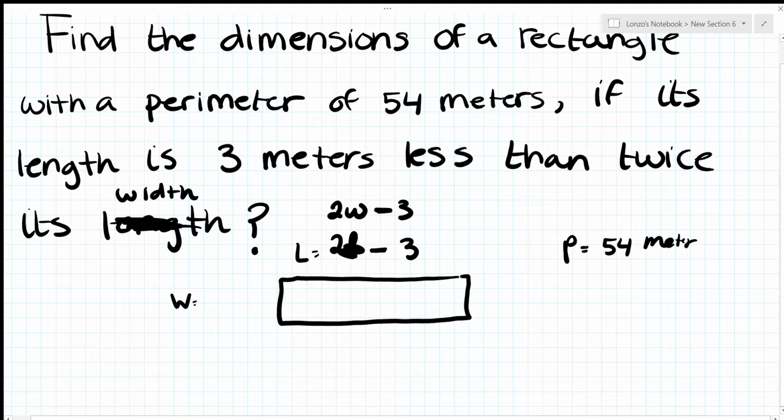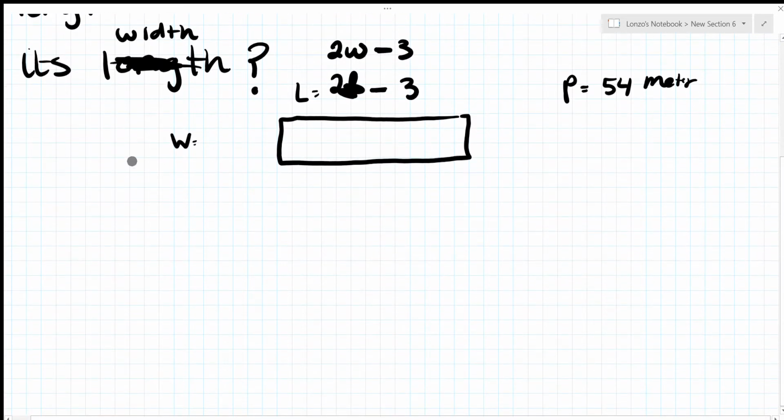We've got to find the dimension. We've got to find the length and the width, right? Well, how do we do that? We'll just stick with what we know. Remember, with perimeter, you add all the sides and that should give us the perimeter. So we know the perimeter is 54. So what is my length? Our length is 2W minus 3. But there's two of them, right? There's a length here, so we're going to multiply this by 2.